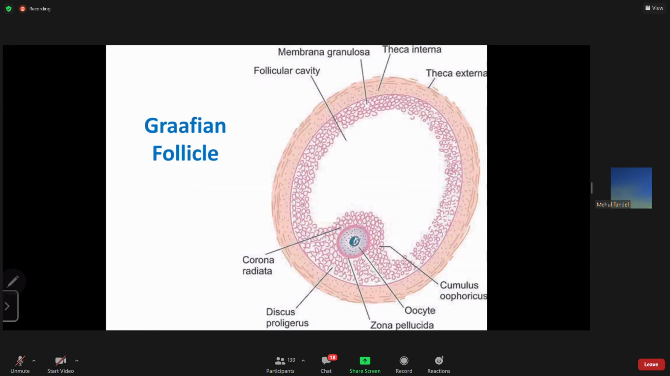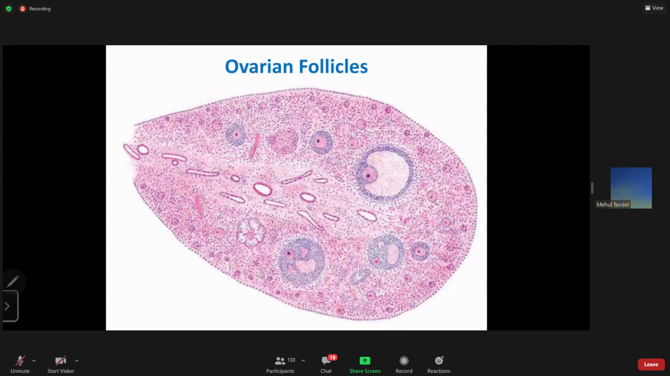Okay, there is an oocyte here, covered by the corona radiata, cumulus oophorus, here discus proligerus. Then here there is a cavity, the follicular cavity, membrana granulosa. Here zona pellucida, here यहाँ होगा theca interna and theca externa. So you can see the ovarian follicles in various stages of development in the cortex.